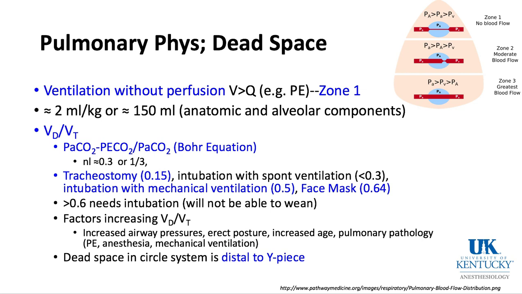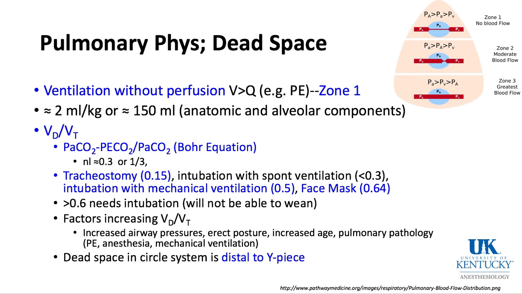In a standing patient, it is at the apices of the lung, where P big A pressure, alveolar pressure, exceeds P little a, arterial pressure, and exceeds P little v, which is venous pressure, such that the alveolar pressure is higher than the arterial pressure, so there's little blood flow up there, but there's continued ventilation. That's dead space. So zone 1 of the lung is dead space.